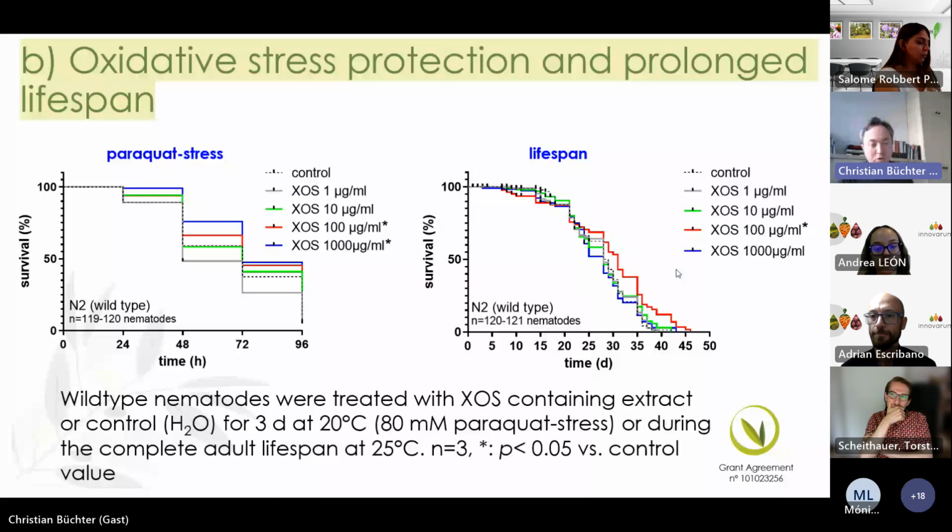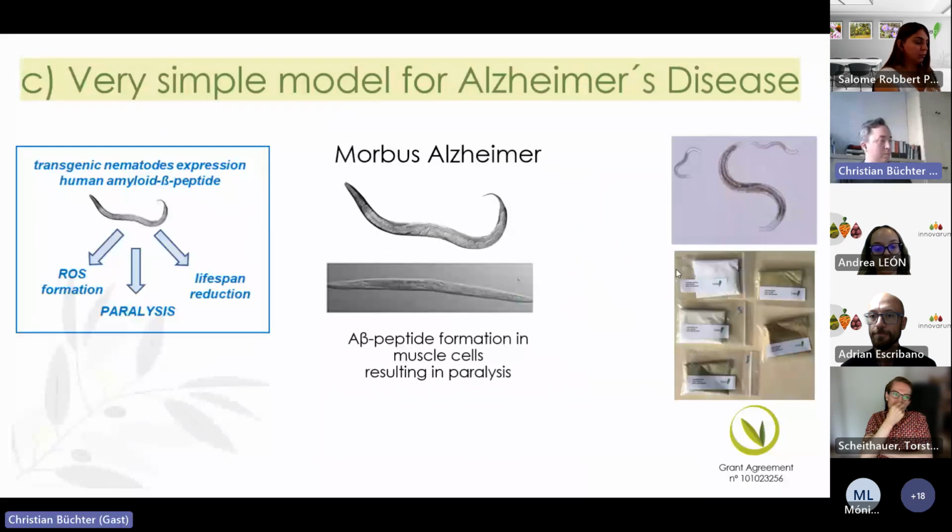In the second part, I wanted to show you two models for neurodegenerative diseases that we can use in our lab. At first, it's a very simple model of Alzheimer's disease. In this model, the nematodes express the human amyloid beta peptide in the muscle cells, in the body wall muscle. And this leads to paralysis over time.